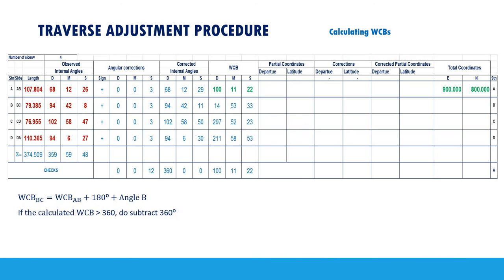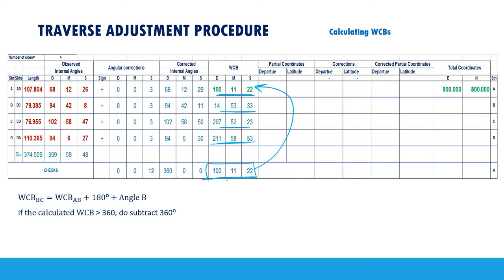These are the final whole circle bearing values, guys. The first one is given to us. We started from a known value to calculate the unknown whole circle bearings. This is the whole circle bearing of BC, the whole circle bearing of CD, the whole circle bearing of DA. And as a double check, you can recalculate the whole circle bearing of AB again, and it should be the same value that we started from.